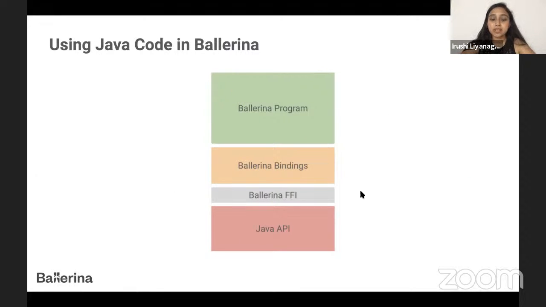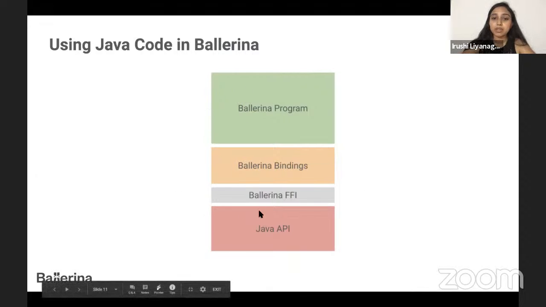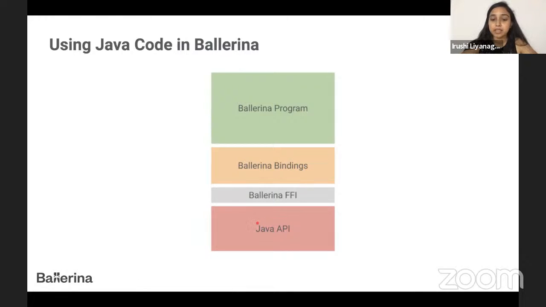So this is the structure, or we can say the flow, of calling a Java API. As you can see, the Java API layer will be at the bottom, and then we will have a foreign function invocation layer on top of it. And then you can generate Ballerina bindings using the Bindgen tool, or you can manually write bindings. And then on top of that, you can write the Ballerina program. So basically, this is the flow of calling Java APIs from a Ballerina program.